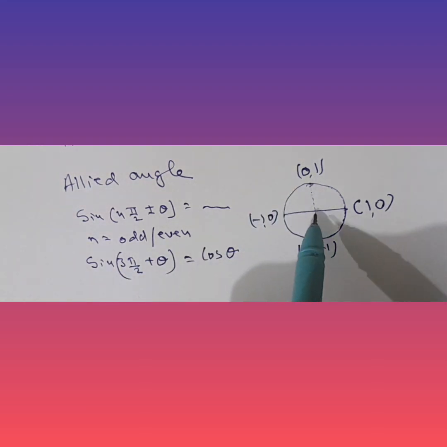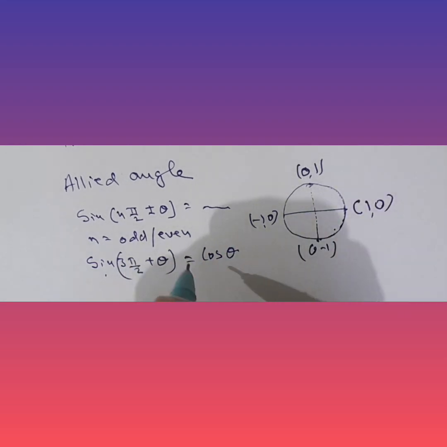So that is 3π/2. So this is 0, π/2, 2π/2, 3π/2. 3π/2 plus θ, so it would be coming in the fourth quadrant. And in the fourth quadrant, we know that sine is negative. So we will have to put a negative sign here. Okay.